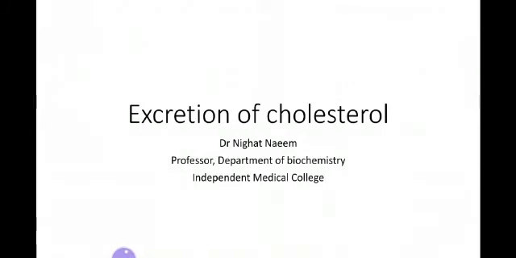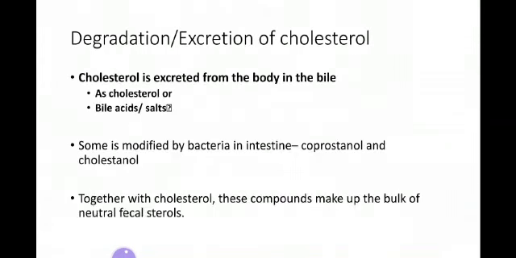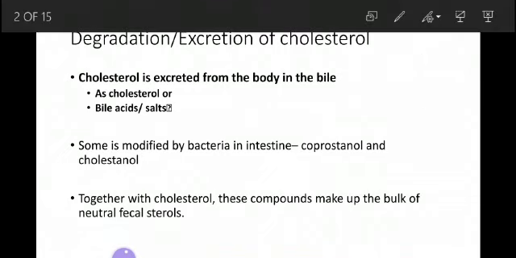Today I'm delivering my lecture about excretion of cholesterol. My previous two lectures were about the metabolism or synthesis of cholesterol, and my second lecture was about the regulation of cholesterol synthesis. And this is about how the cholesterol is excreted from the body.